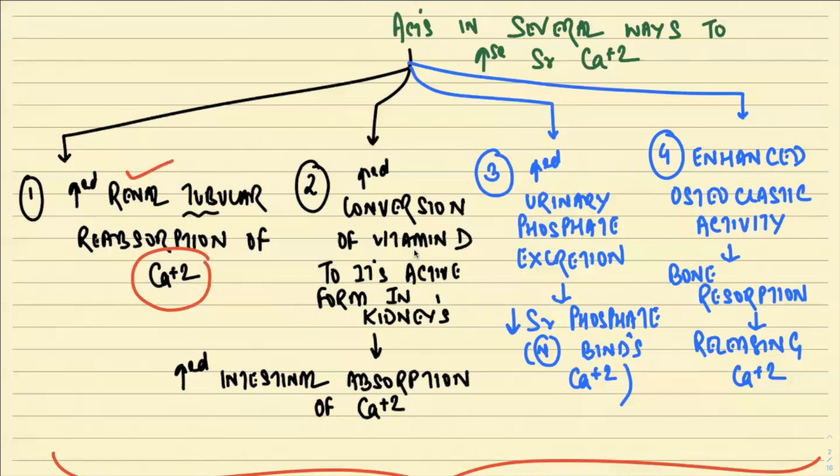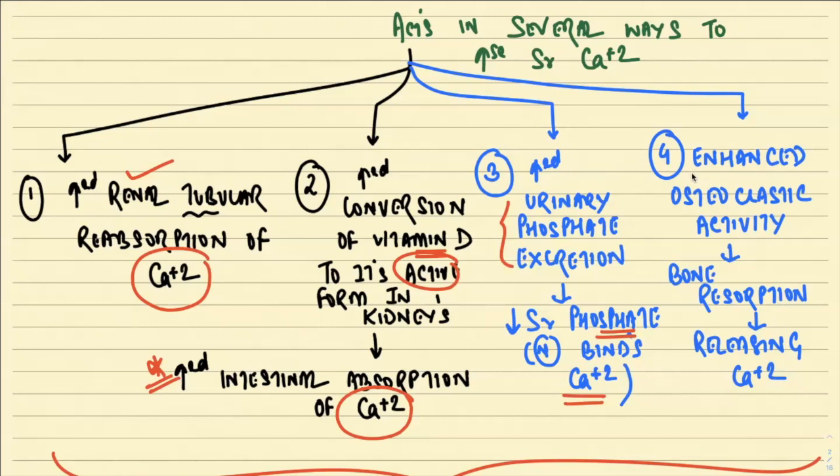Secondly, it increases the conversion of the inactive form of vitamin D to its active form. And this active form of vitamin D, if you remember your physiology, increases the intestinal absorption of calcium, which also increases the serum calcium level. Thirdly, there will be increased excretion of urinary phosphate. Normally the phosphate in our serum binds with calcium, leading to decreased serum calcium level. So if you excrete excess phosphate, less phosphate is available to bind the calcium, meaning more calcium is present free, in the unbound form.